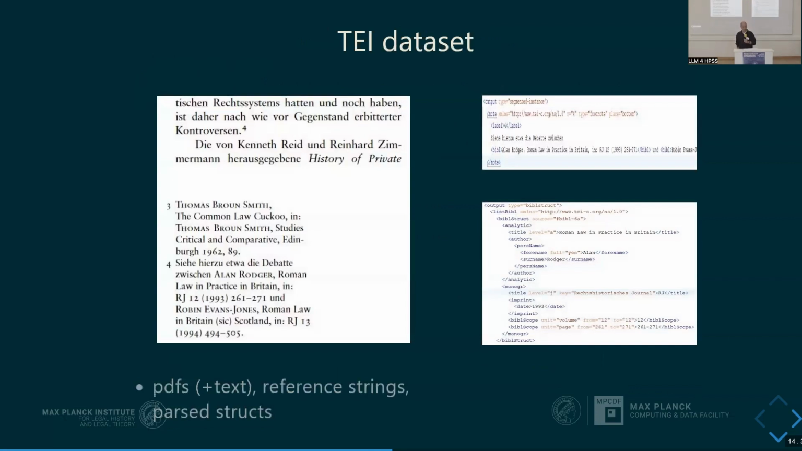We are in the process of establishing this data set. Here you can see on the left a footnote, footnote number 4, and we have several stages in which we encode this. You can see the screenshot of the PDF. The screenshot on the upper right, which is difficult to read, just segments the reference string from that part of the footnote which is not a reference. Here, the footnote begins with "see also the debate between," and so and so.